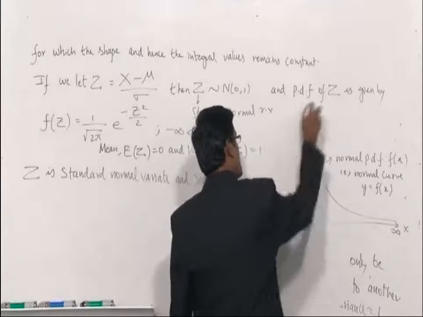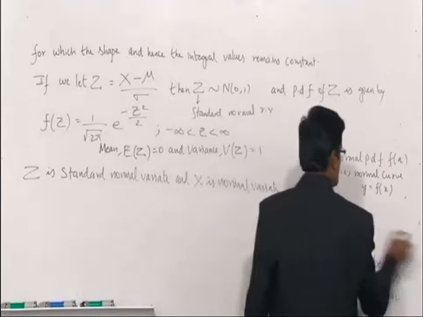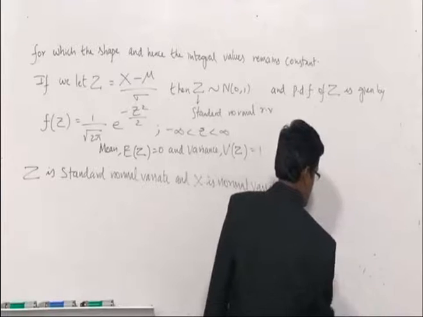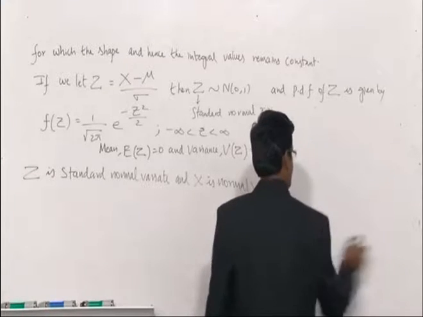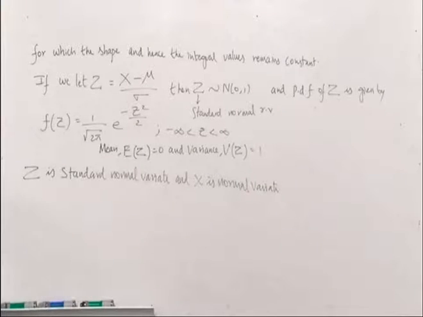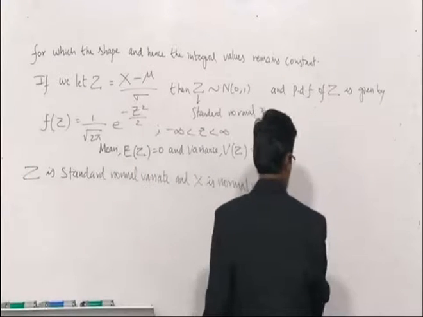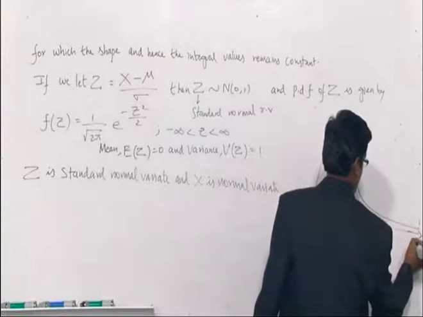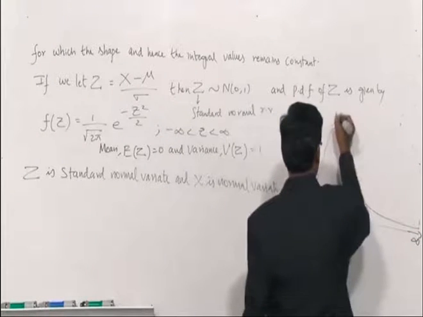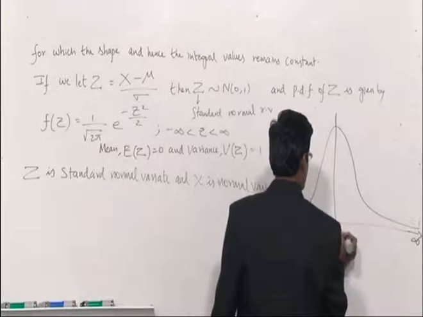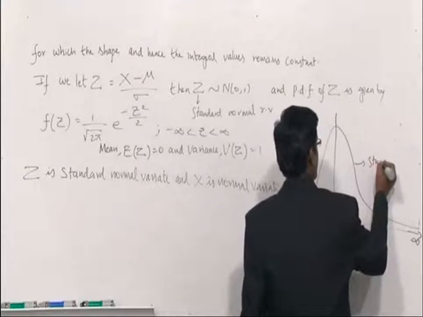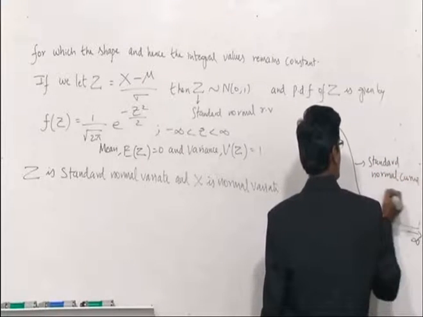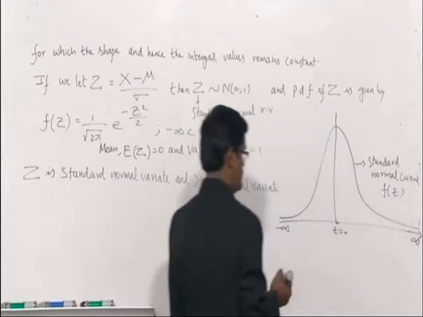Now the normal distribution is symmetrical about its mean mu. Once we reduce it into the standard normal distribution, it is symmetrical about mean 0. Here the curve runs from minus infinity to plus infinity, with z equal to 0 at the center. This is the standard normal curve f of z.